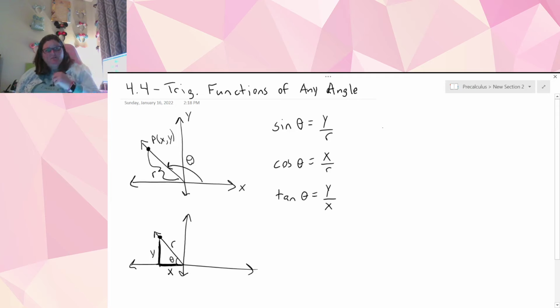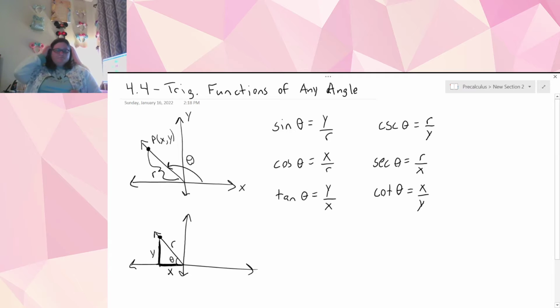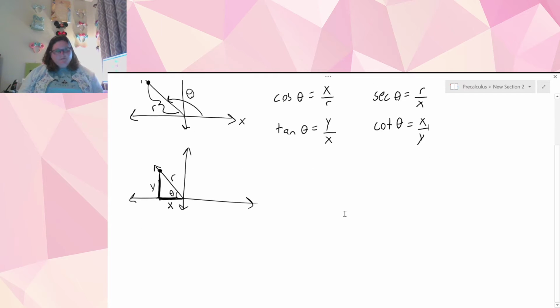And my reciprocal functions are just the flip of that. So cosecant of theta is going to be r over y. Secant of theta is going to be r over x. And cotangent of theta is going to be x over y. So let's look at a problem where you're going to use this setup.